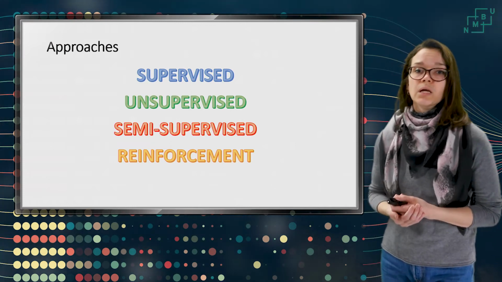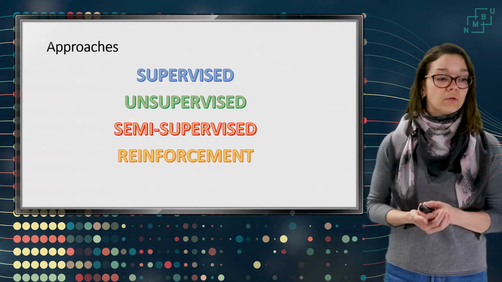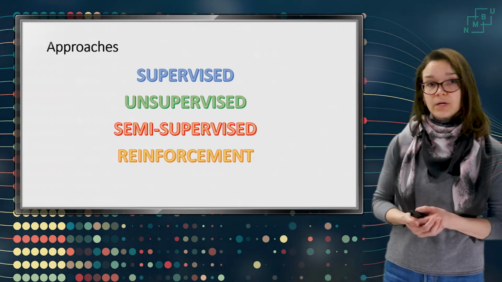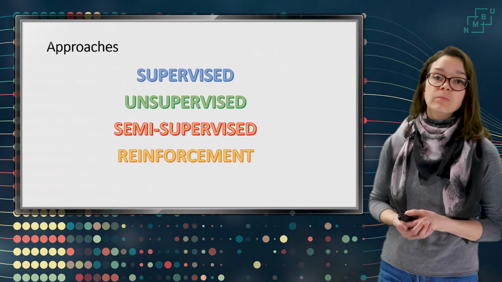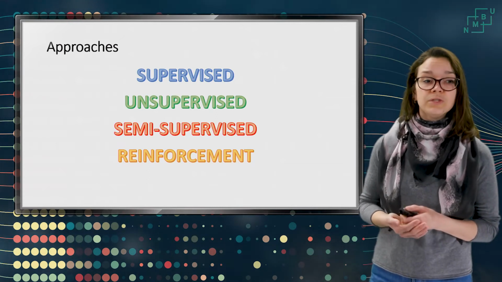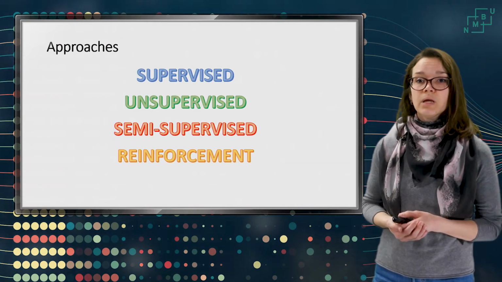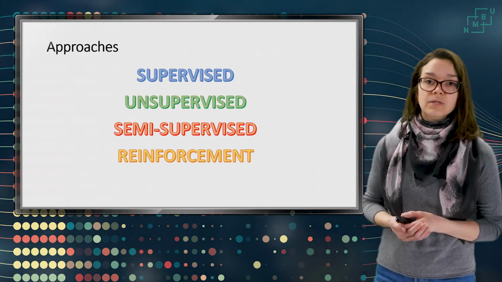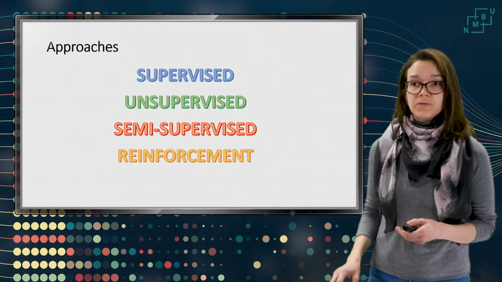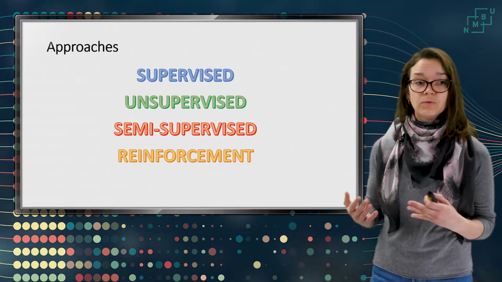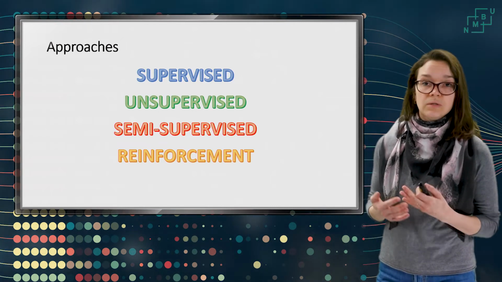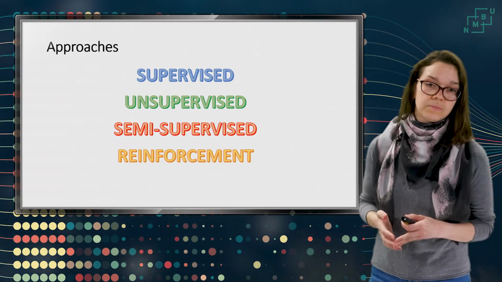Reinforcement learning is when a computer program interacts with a dynamic environment in which it must perform a certain goal, such as driving a vehicle or playing a game against an opponent. As it navigates its problem space, the program is provided feedback that's analogous to reward, which it tries to optimize.